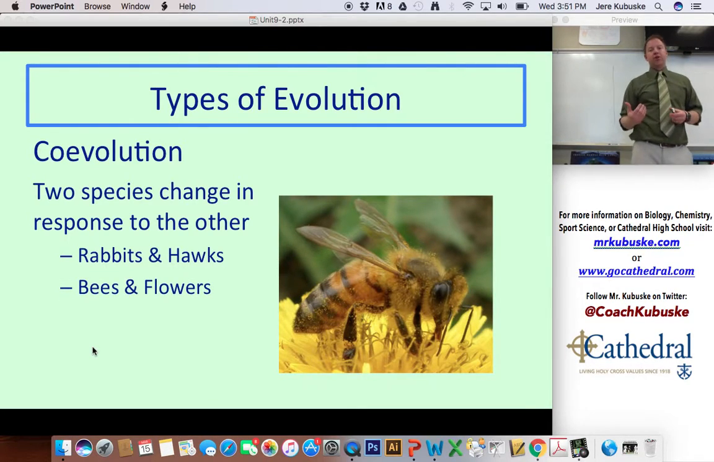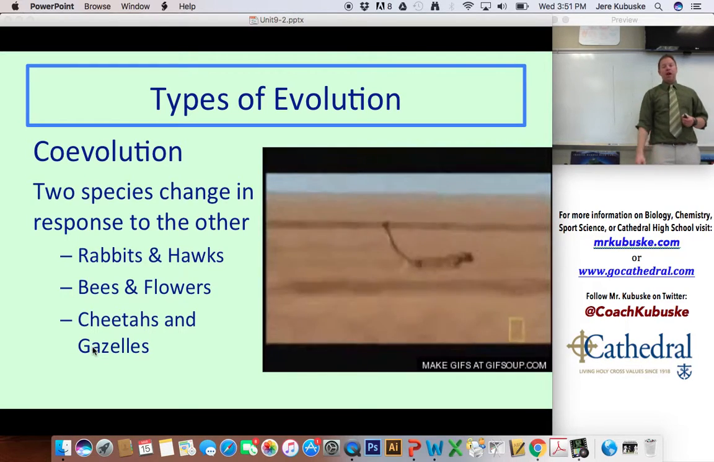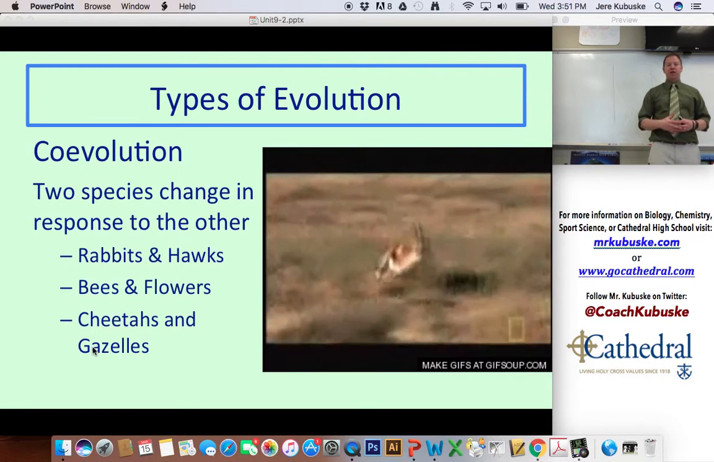Bees and flowers, another good example. Flowers only exist because of bees. They attract the bees. And likewise, the bees have that furry kind of stuff on them to carry pollen from one plant to another. Again, they're evolving in response to one another. And pretty much any predator-prey relationship is going to be a type of coevolution.